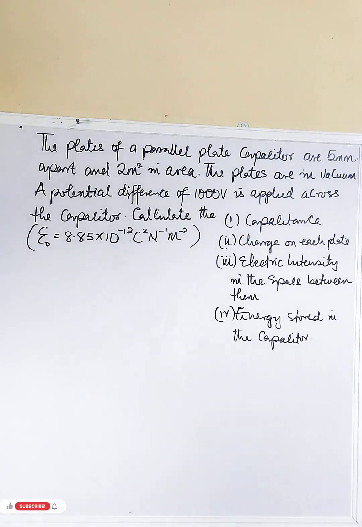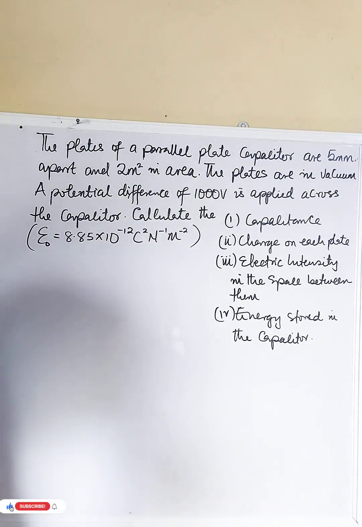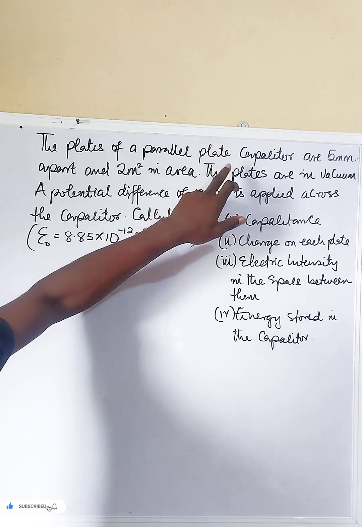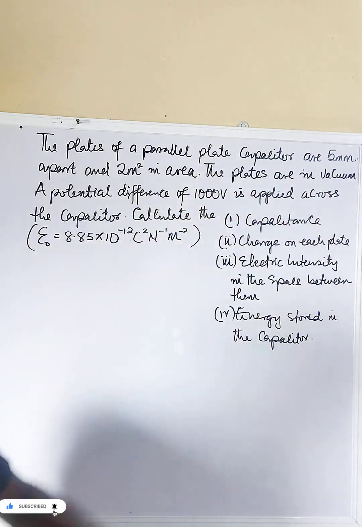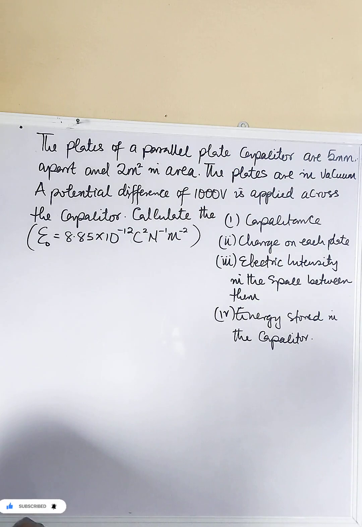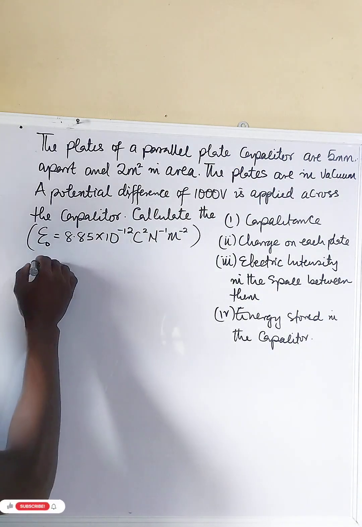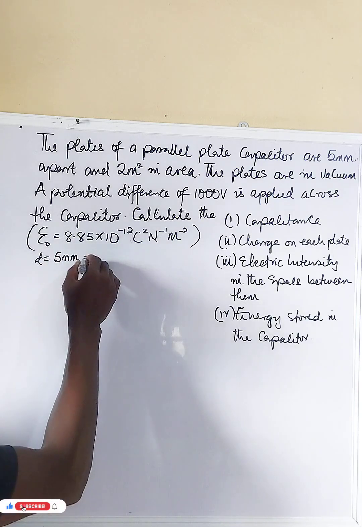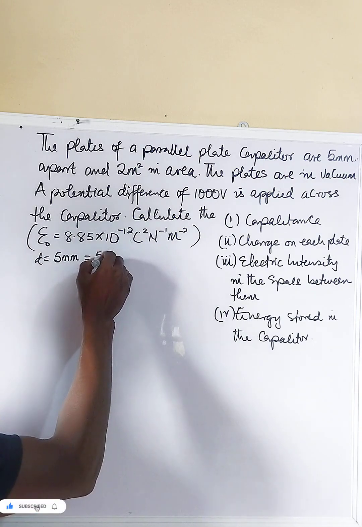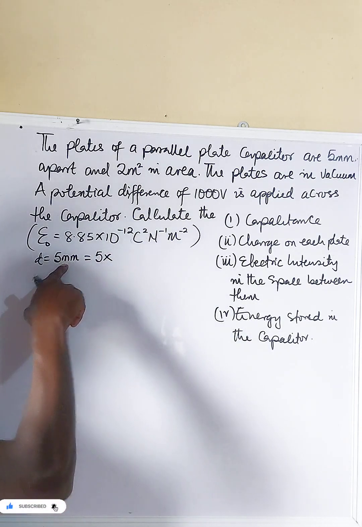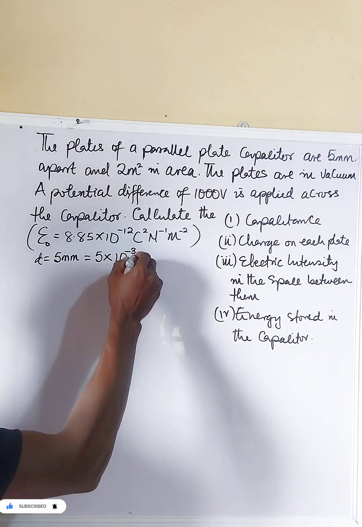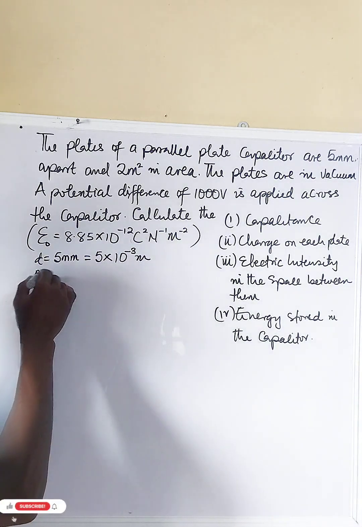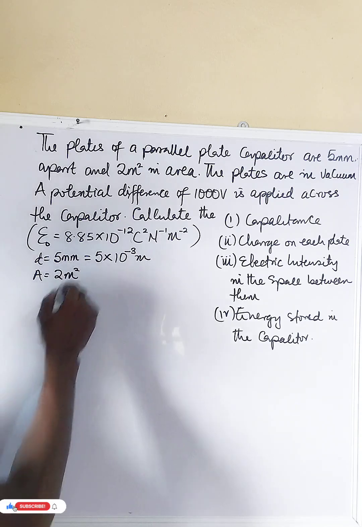Now let's look at this question in electrostatics. This is WAEC, and it says the plates of a parallel plate capacitor are 5 millimeter apart. That's the distance, and we need to convert this to meter. So that'll be 5 times 10 to the power minus 3, since milli implies 10 to the power minus 3. The area A is given as 2 meters squared.